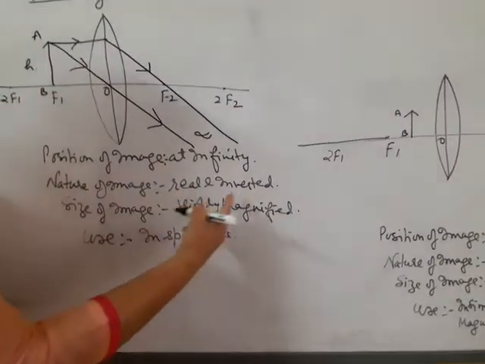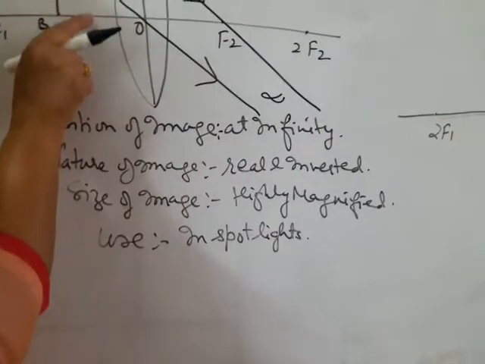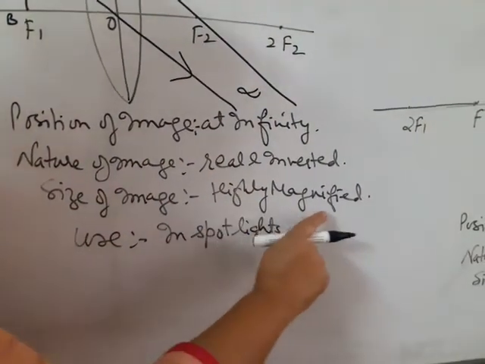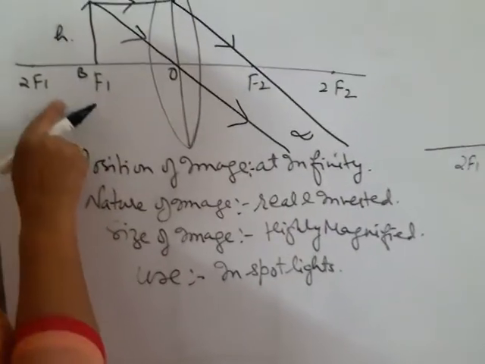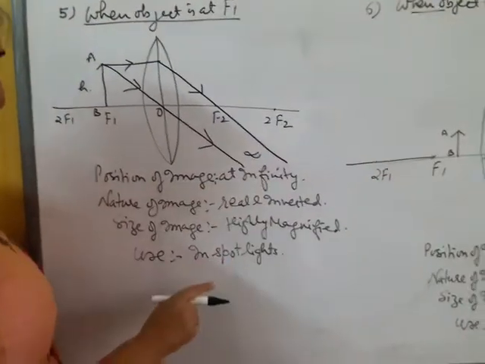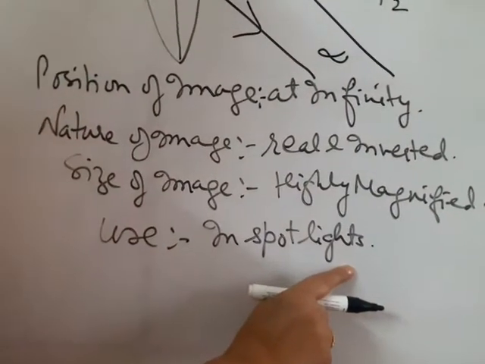Nature of image is real and inverted because this image is formed below the principal axis. Size of image is highly magnified, and this concept, when the object is at F1 and image is formed at infinity, it is used in spotlights.